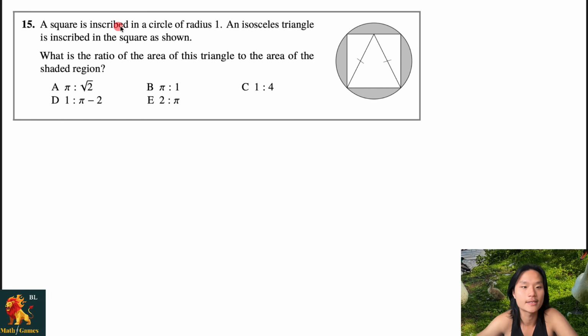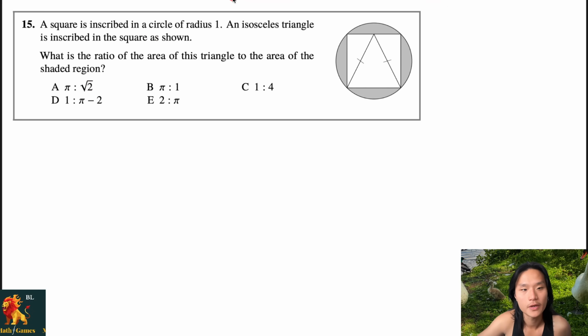A square is inscribed in a circle of radius 1. So we have a square, and the radius of the circle is 1. An isosceles triangle is inscribed in the square as shown. So isosceles triangle meaning these two sides are of the same length. What is the ratio of the area of this triangle to the area of the shaded region?